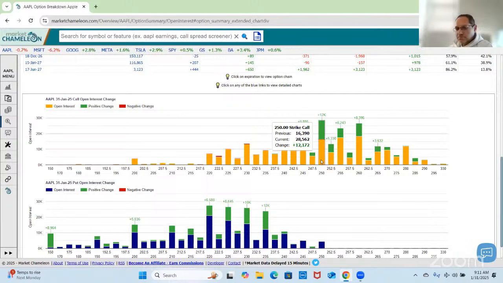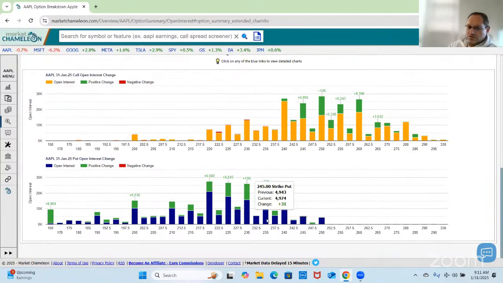What about the puts? The puts are very similar. We could see here that the largest concentration of open interest in the puts is between the 235 and 220 strikes. So it's looking at the out of the money puts. And those open interests also increased. See here, the biggest increase was on a 230 put. Oh, I'm sorry, the biggest increase was the 235 put, but the biggest open interest is on the 230 put.